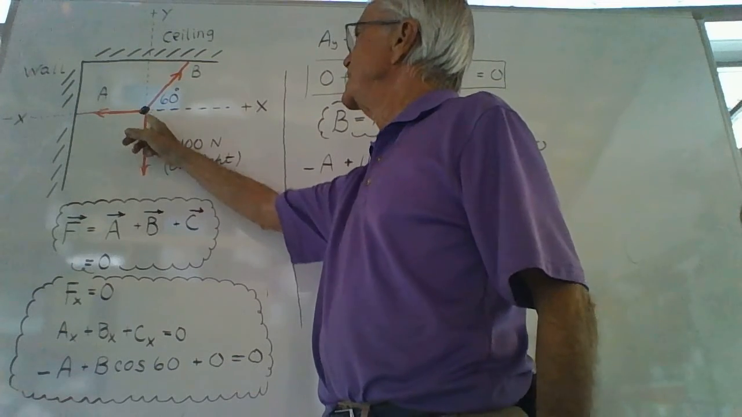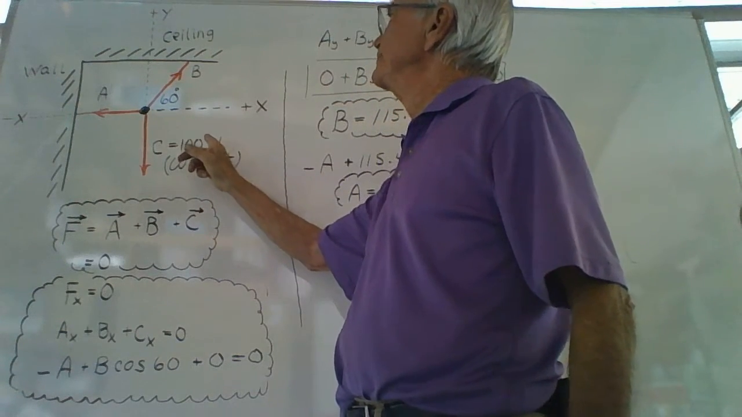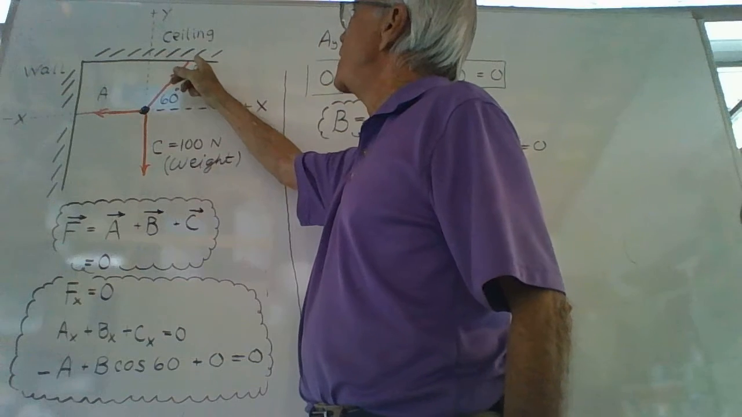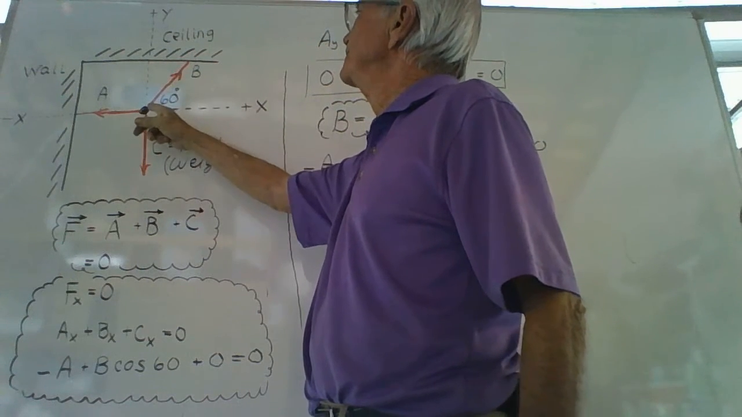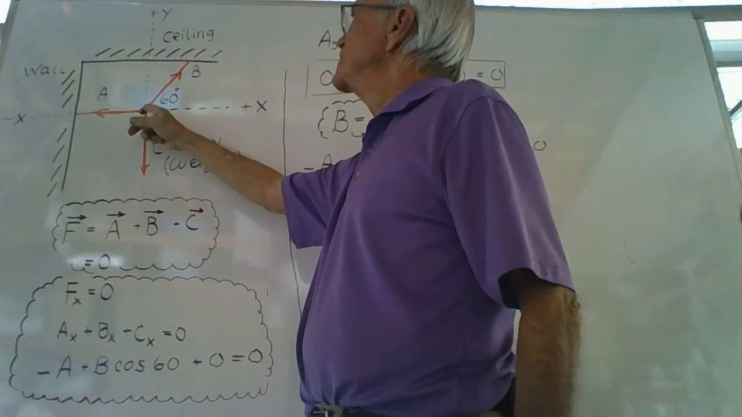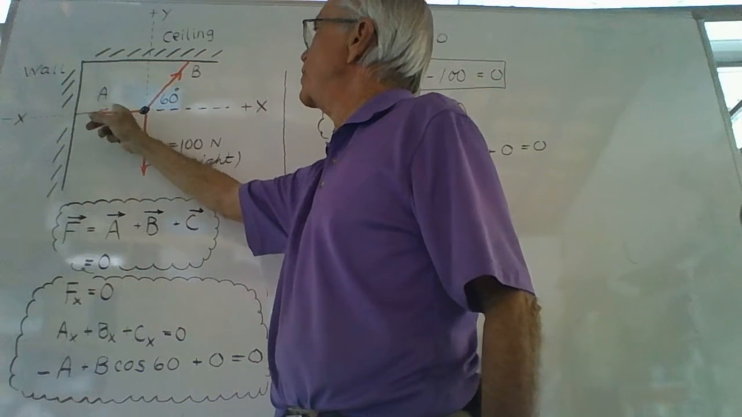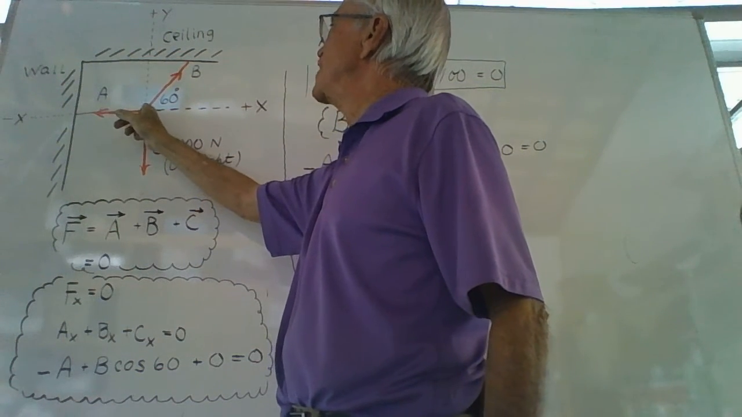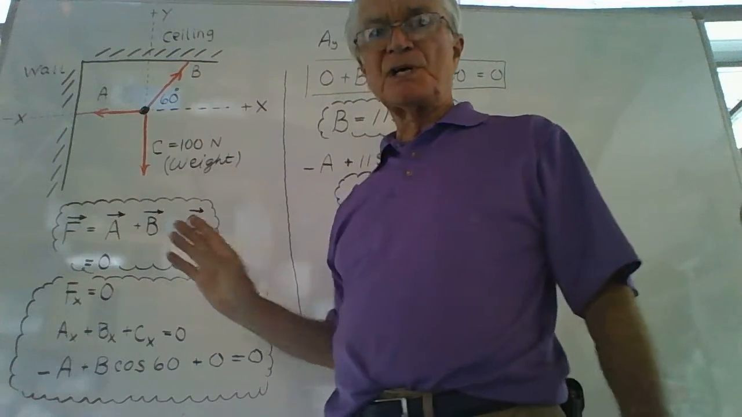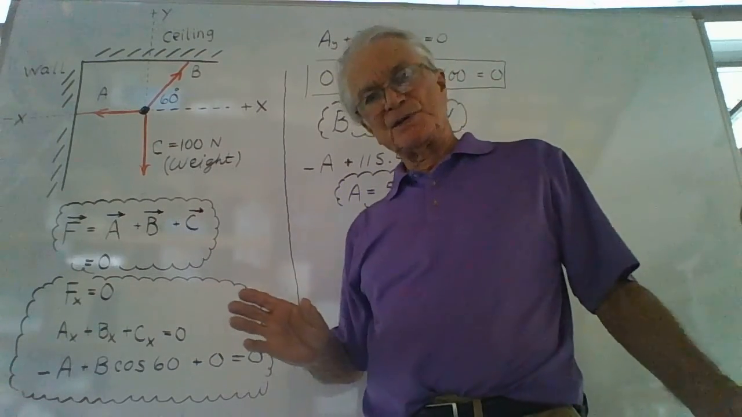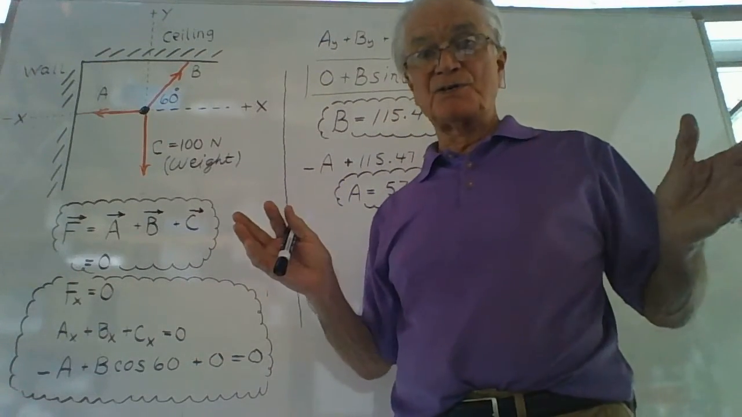An object whose weight is 100 newtons is suspended at the end of a wire that's connected to the ceiling. There is a second wire attached to the side wall that is pulling to the left on that object. The object is at rest. Therefore, it's not accelerating in any direction.